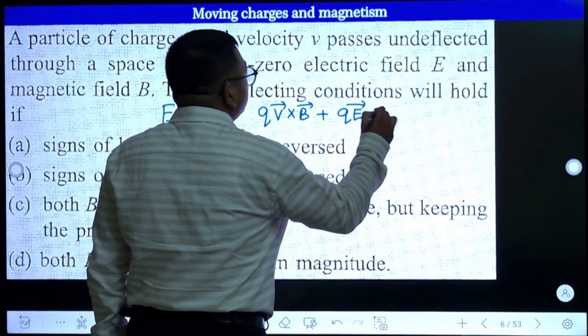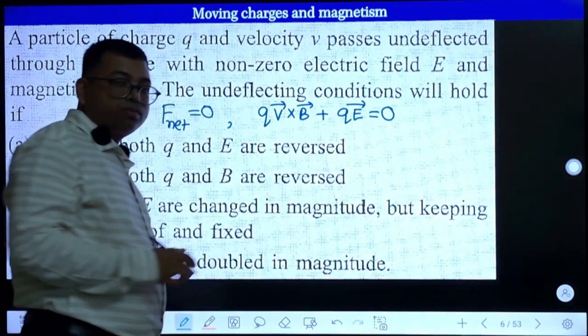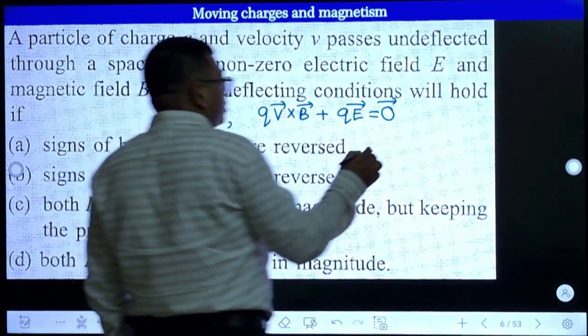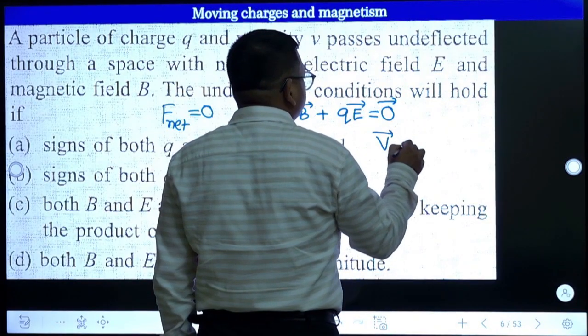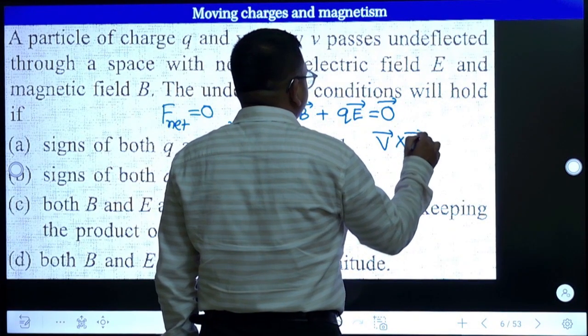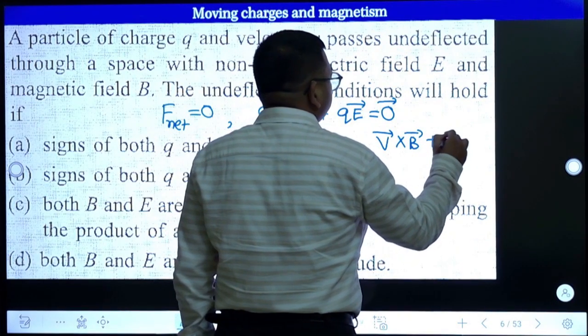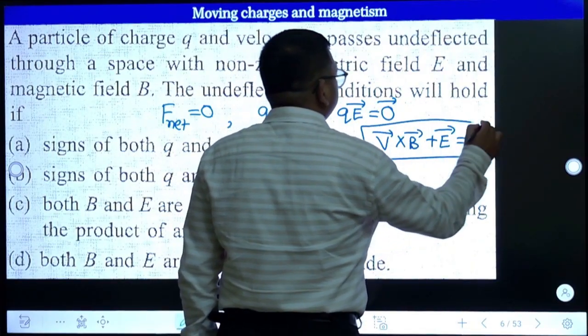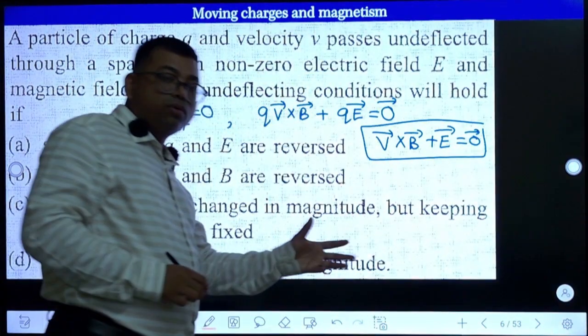The sum of these is called the Lorentz force, and this has to be zero. Zero is also a vector here, right? So you divide by q. The idea is that v cross B plus the E vector has to be zero. The sum being zero means the zero vector. So this is the condition for no deflection.